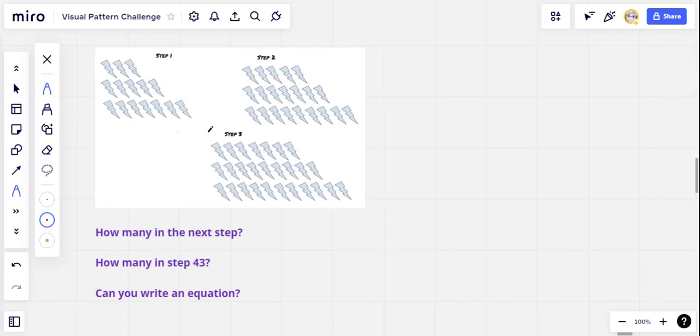Here's our pattern today. We've got all these lightning bolts. There's step 1, step 2, here's step 3. And your challenge is to predict the number of lightning bolts in step 4. If you can do that, can you predict the number in step 43? And can you write an equation that could be used to predict the number of lightning bolts in any step at all? So that's the challenge. If you'd like to accept that, pause the video and work it out.